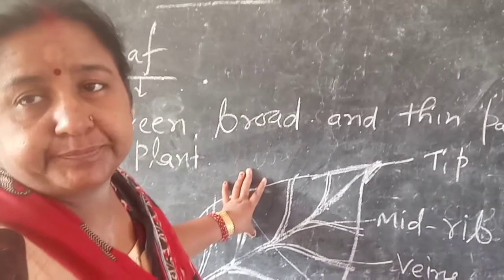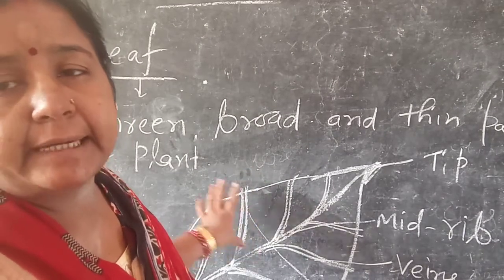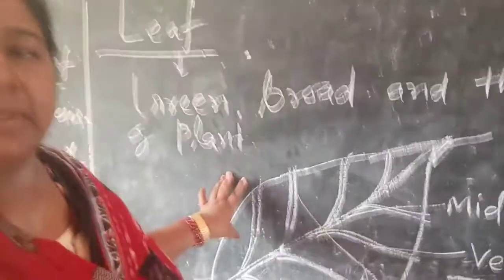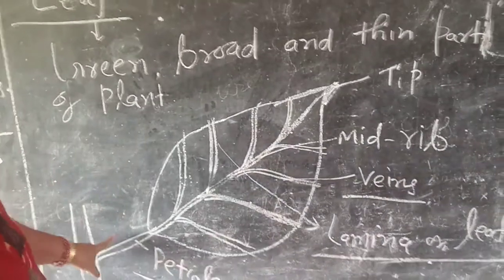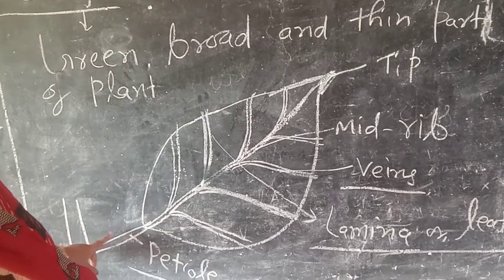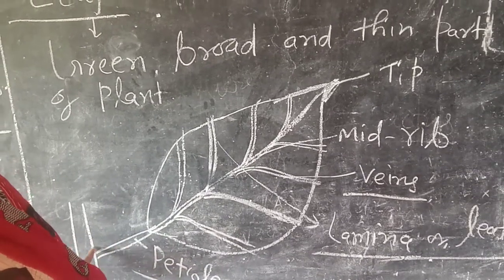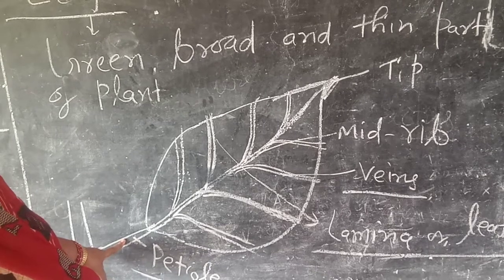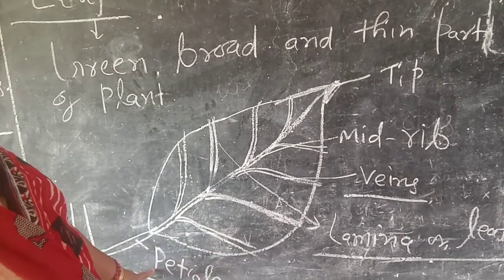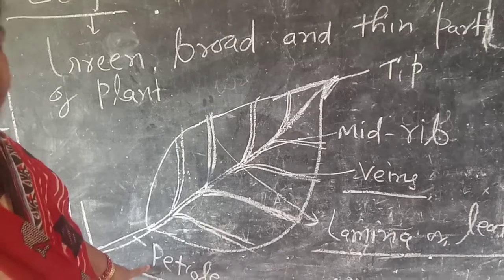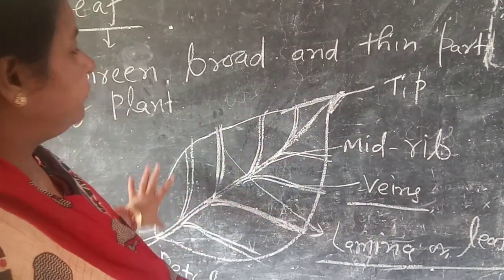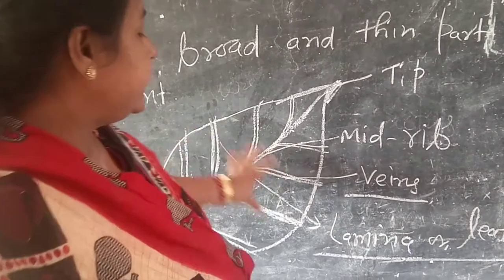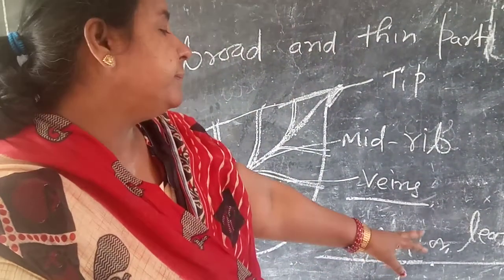Now the part by which leaf is attached with the stem, this part is attached with the stem. This part of leaf is called petiole. Understand? Now this whole part of leaf is called lamina or leaf blade.